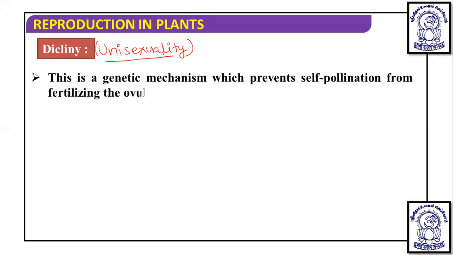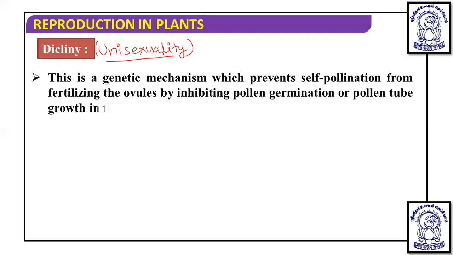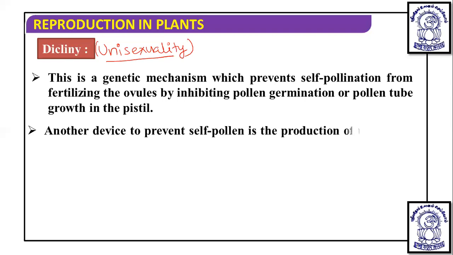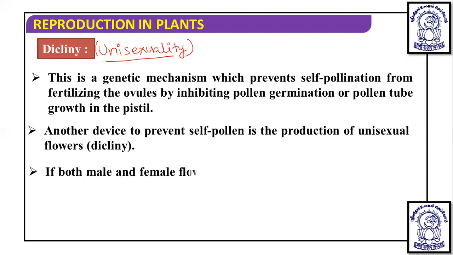And this unisexuality term is used for the diclinous flowers. Now, this is a genetic mechanism which prevents self-pollination from fertilizing the ovule by inhibiting pollen germination or pollen tube growth in the pistil. And if these are unisexual flowers, then the flower has either stamen or carpel. So there is no chance of self-pollination, and self-pollination will be prevented.